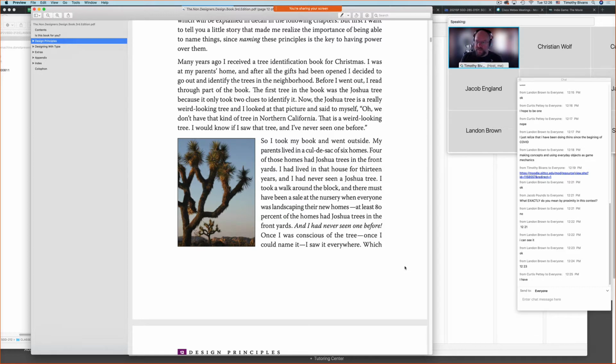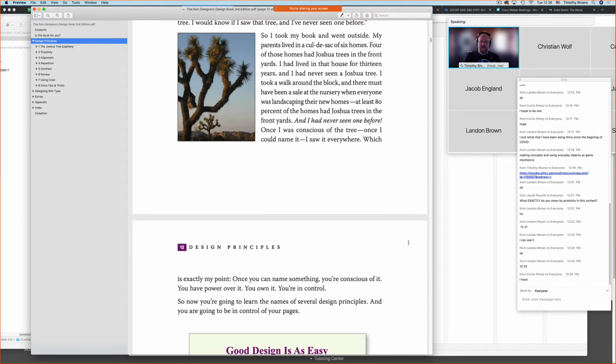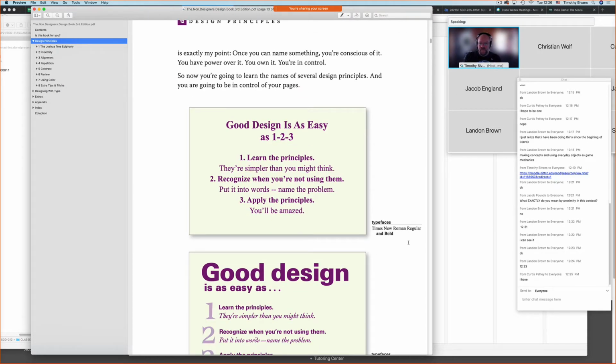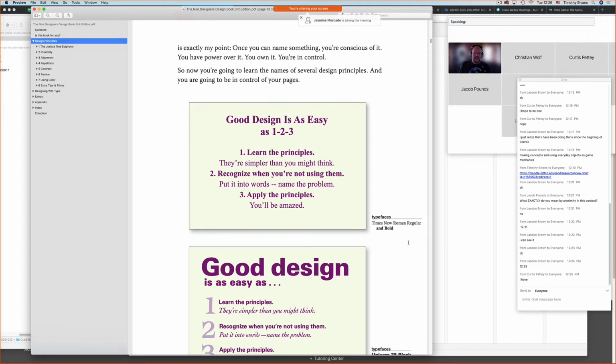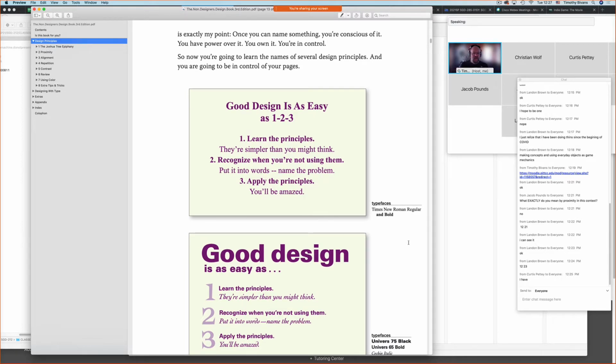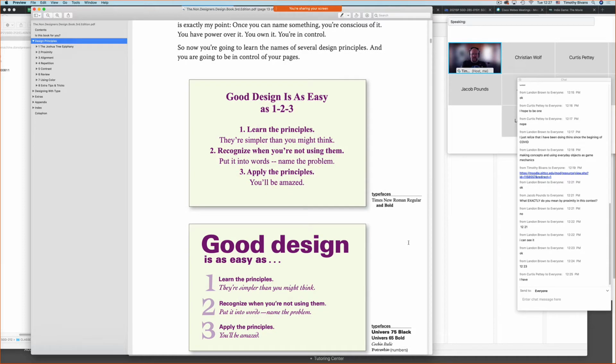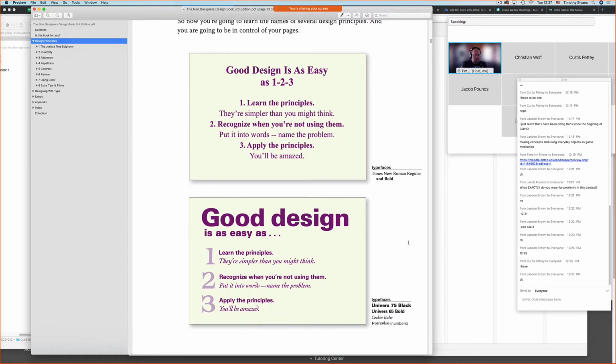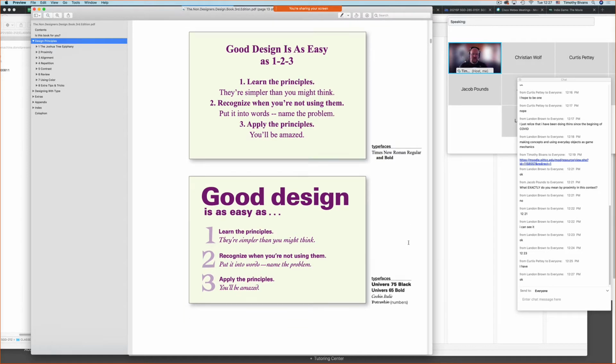And here we go. Once you can name something, you're conscious of it, and you have power over it, you own it, you're in control. So now we're going to learn the names of the several different design principles. Good design is easy as 1, 2, 3. You learn the principles, recognize when you're not using them, and apply the principles. That's all you've got to do.